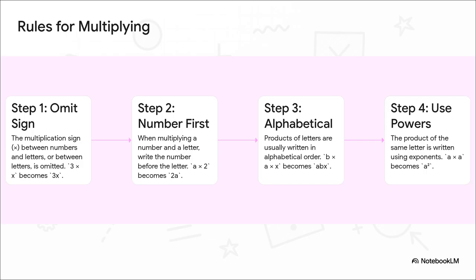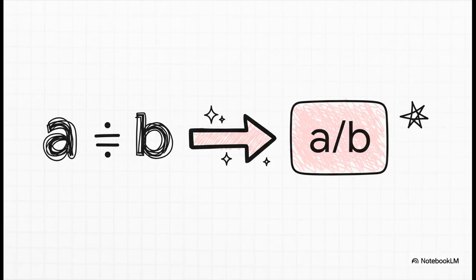And the last one for now. If you have a letter times itself, like A times A, we write that with a little power. It becomes A squared. It's just a shortcut, so we don't have to write A over and over again. And you know what? Division is even easier. We pretty much just get rid of that division symbol altogether. Instead, we write it like a fraction. So if you see x divided by 5, you just write it as x with a line over the 5. That's it. It makes everything look so much neater, doesn't it?